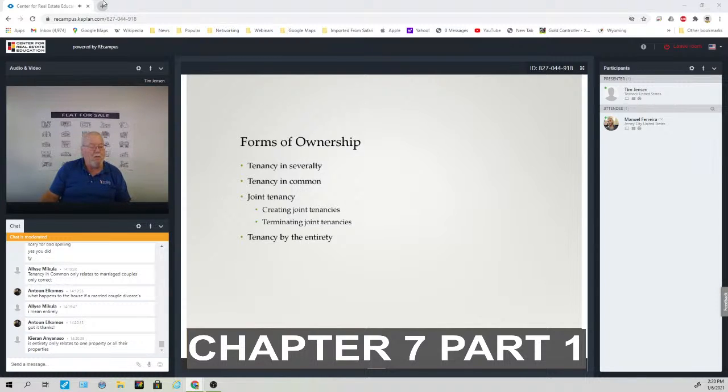Does tenancy by the entirety only relate to one property or all their properties? No, only the marital residence. Remember, curtesy rights expired after May 28, 1980. And if a spouse's name is not on property that the other spouse owns, then that spouse has no interest whatsoever in the other spouse's property.